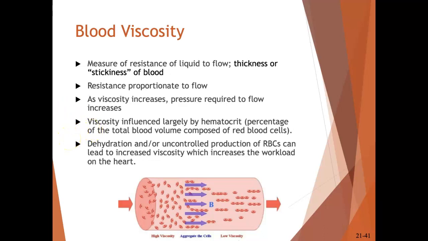Viscosity is influenced mostly by our hematocrit, that percentage of our total blood volume composed of our red blood cells. And we've talked about this too in blood doping, how when we have more red blood cells, that's going to increase the viscosity of our blood. And so when we become dehydrated, we have less fluid than we do our solutes, our red blood cells. And so that could lead to increased viscosity, which increases the workload on the heart to create pressure in order to get that blood to flow to the proper destination.